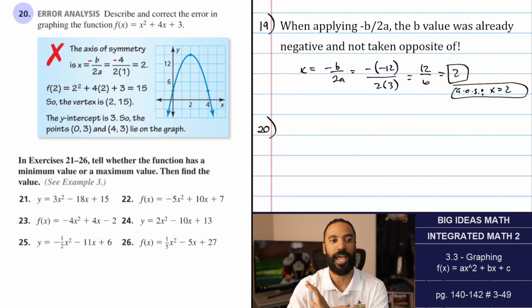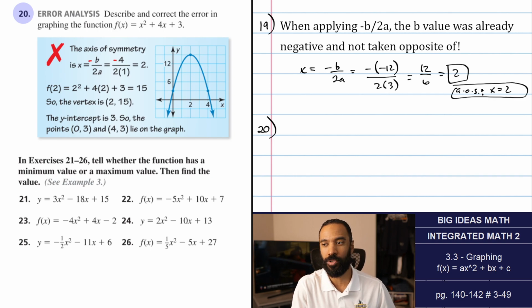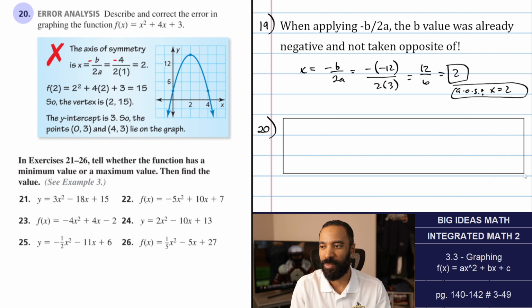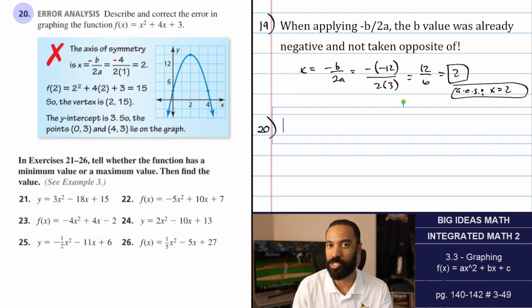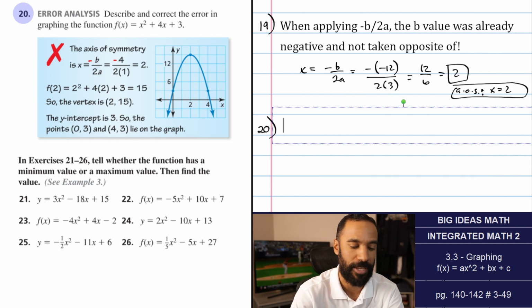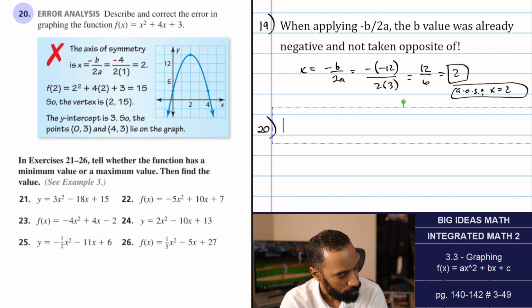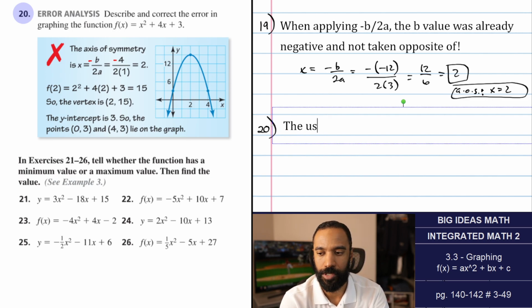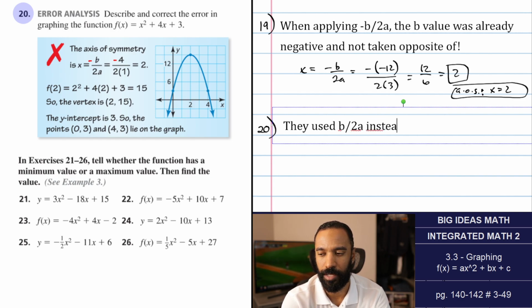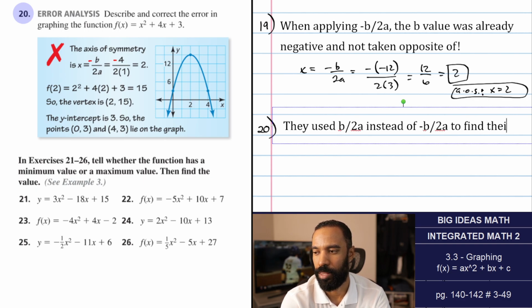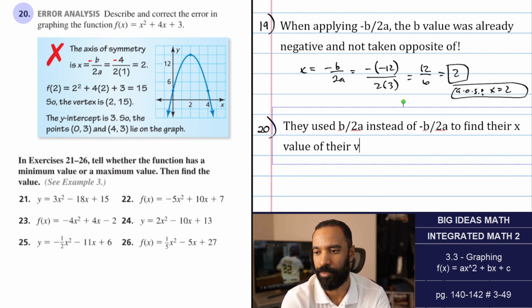This is going to change everything, though, so I have to redo the entire problem as a result. I assume I would have anyway. But everything after that stems from the first mistake. The first part was the mistake, basically. They used b over 2a instead of negative b over 2a to find the x value of their vertex.